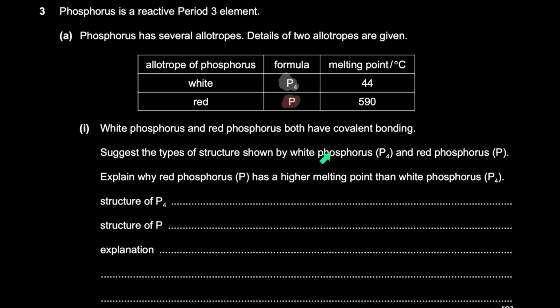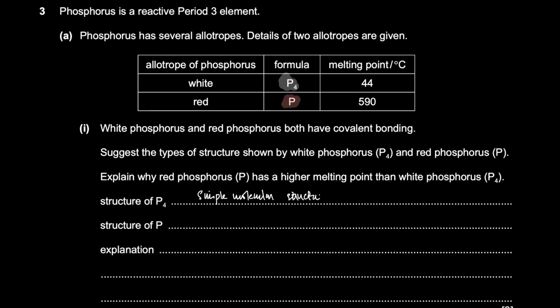Suggest the type of structure shown by white phosphorus and red phosphorus and explain why red phosphorus has a higher melting point than white phosphorus. So first of all, if you think about white phosphorus, that's P4, what do you think the bonding over here will be? Or what do you think the type of structure will be? We have covalent bonding, but what type of a structure will it be? Would it be simple molecular or giant molecular? It has a very low melting point. So this would be a simple covalent or a simple molecular structure. Okay, it has a simple molecular structure.